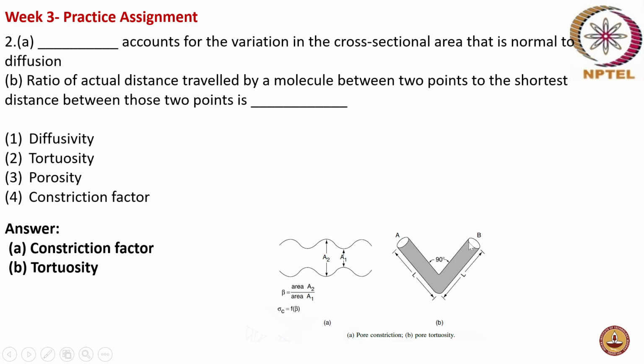So this ratio of the actual path taken by the molecule to reach B from point A, to the shortest distance between A and B, is defined by tortuosity.